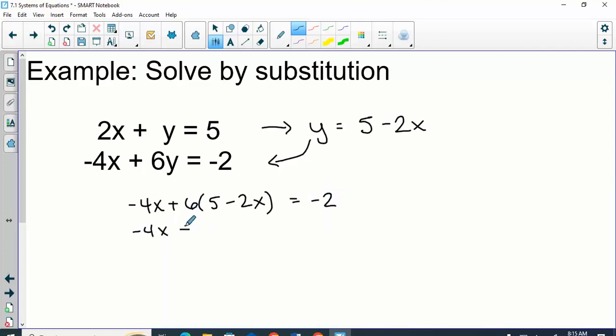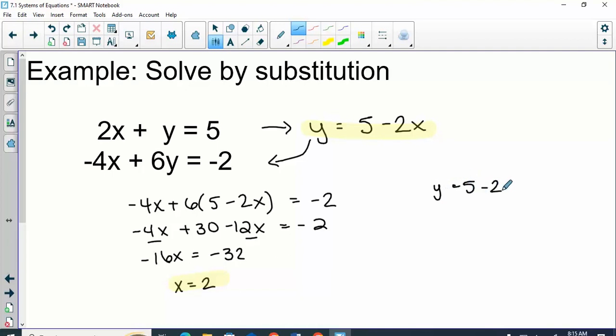So if we distribute, so I get negative 16x. If I subtract my 30, equals negative 32. So x is 2. Do you have to get integers on these? No, fractions are fine. They can happen. So then I just have to plug this back in. So I have my x. I'm going to plug it into this equation. So y is 5 minus 2 times 2.